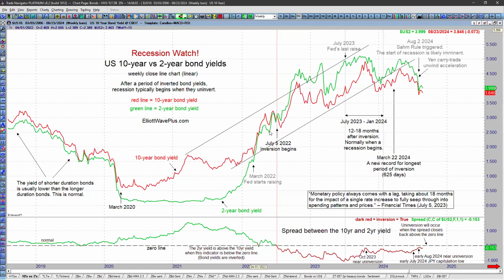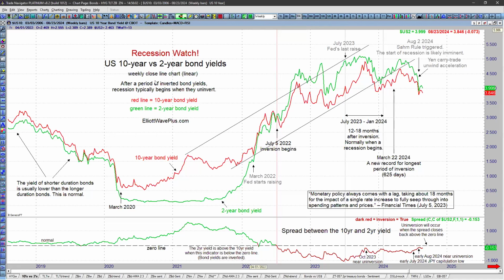That means that the 2-year bond yield jumped up above the 10-year. This indicator down here is the spread between the 10-year and 2-year yield. And you can see it crossed below the 0 line, which means that when it is dark red like this, and it's below the 0 line, bond yields are inverted. They're abnormal.